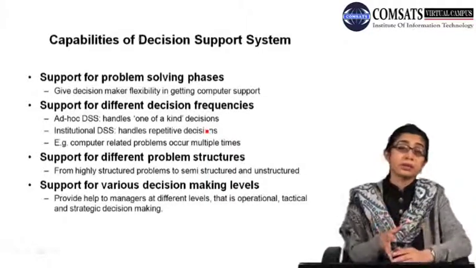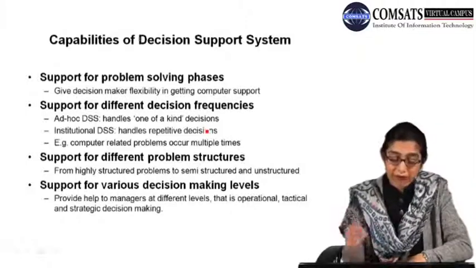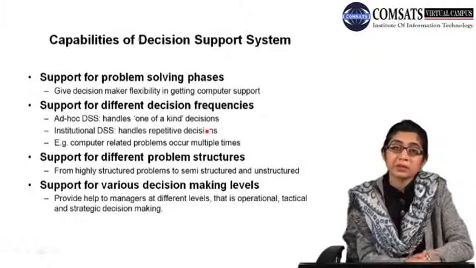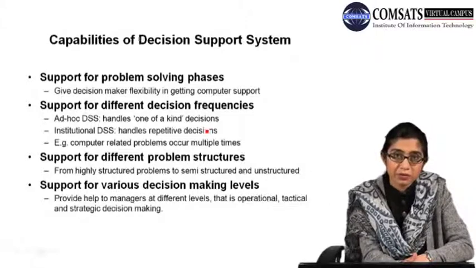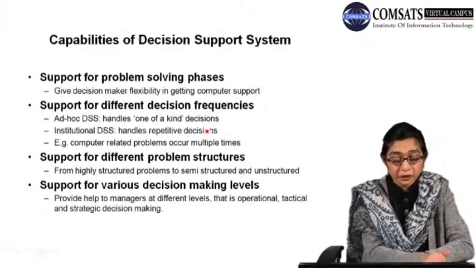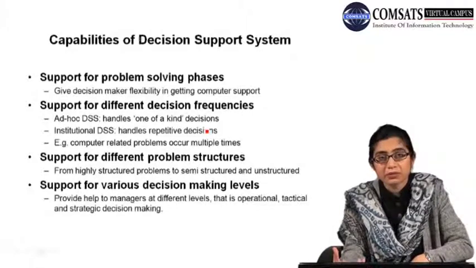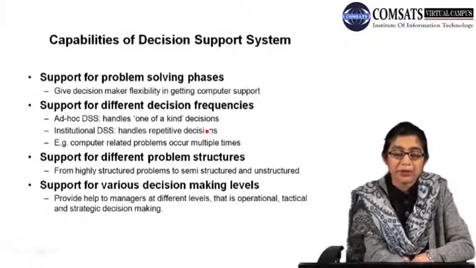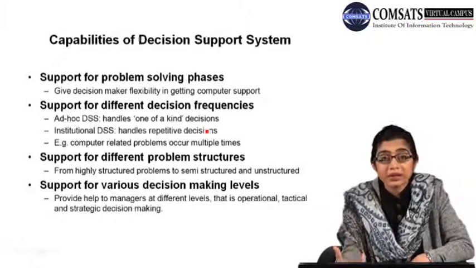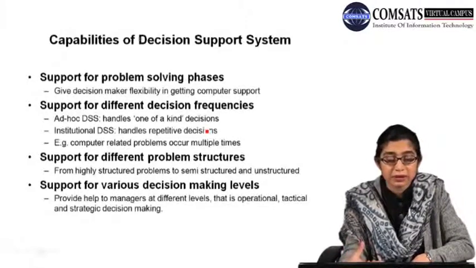So these are the capabilities of the decision support system. First, you can take the help of decision support systems for different phases. You can take support for different kinds of decision problems. And you can take support from decision support systems for different problem structures.